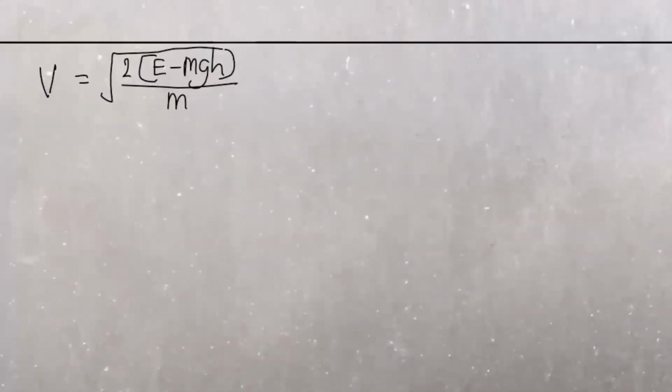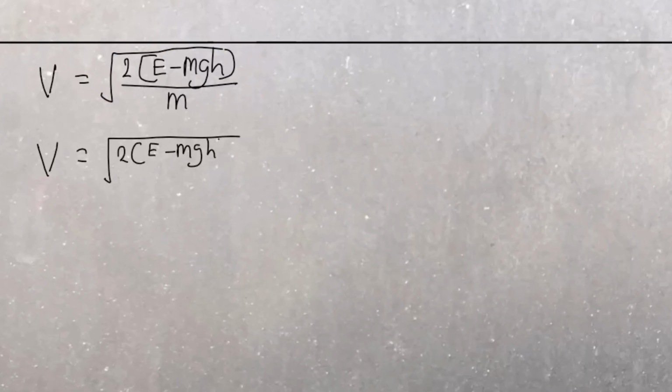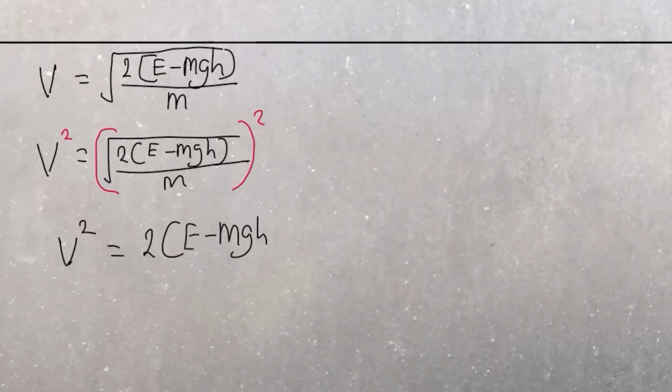Second example, we want to make M the subject of the formula. Looking at this example, M repeated itself twice, which is quite different from all we've been treating before, and that tells us that we might factorize. So we have to eliminate this square root by introducing square. Square will cancel square root. Then we have this. The next thing to do is to remove this over m by introducing times m to both sides.